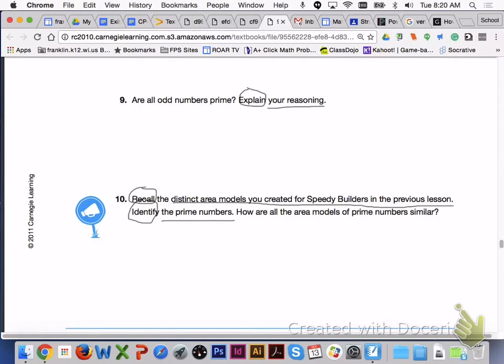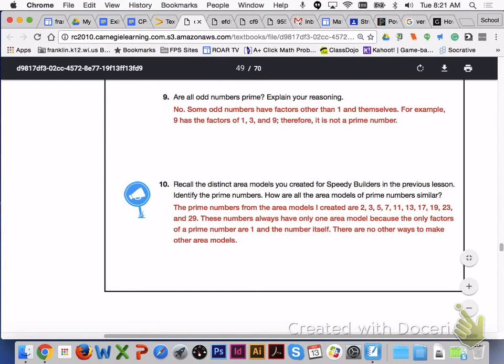Let's skip number 8 and take a look at number 9 and 10. Please answer those 2 questions at the bottom of page 33 with your group members. If we look at number 9, no, some odd numbers do have factors other than 1 and themselves. Just as an example, 9 has the factors of 1, 3, and 9. Therefore, it is not a prime number. If you came up with other examples, that's great.